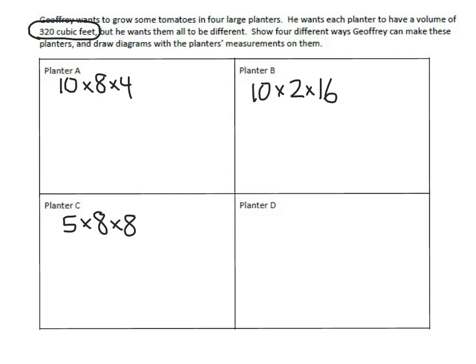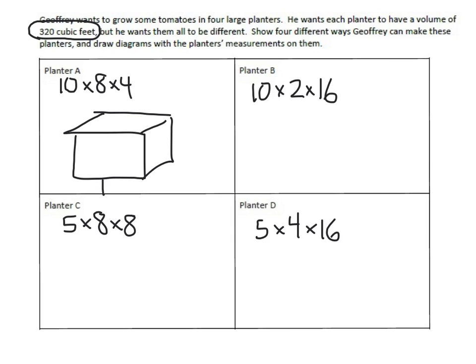Or I could do 5, and I can get 64 a different way. I could get 64 by doing maybe 4 times 16. And so that's it. There's 4 different dimensions. Drawing it is just a matter of getting the picture. So 10 by 8 by 4. That's all we need to do. 10 feet, 8 feet, 4 feet. And I could do that with all 3 other ones pretty simply, as long as it looks close.